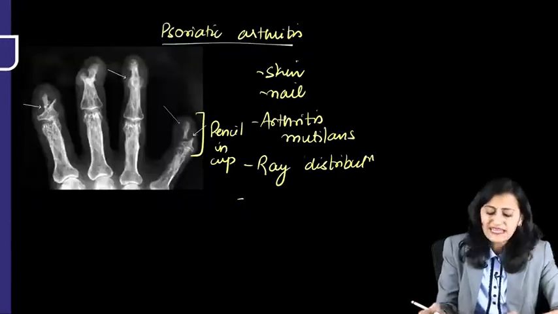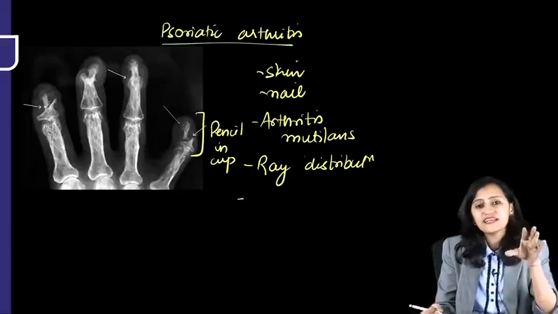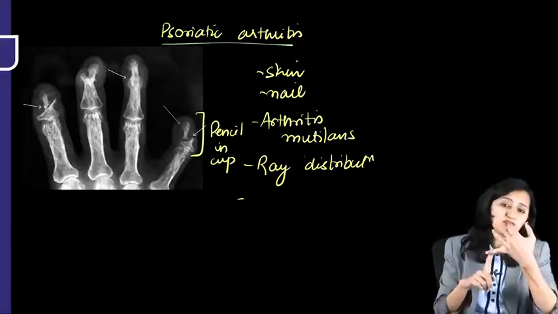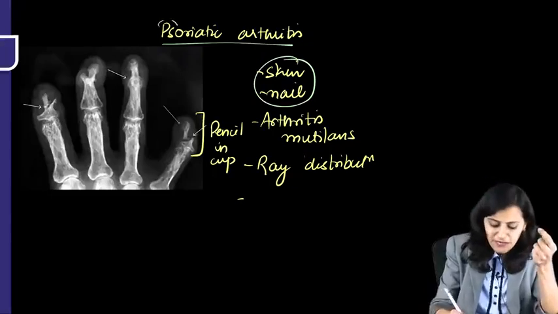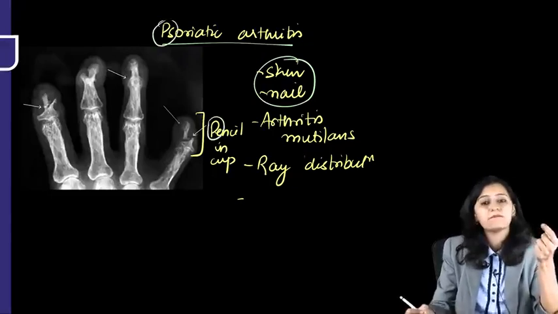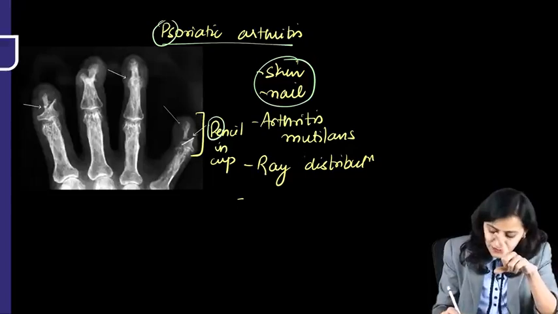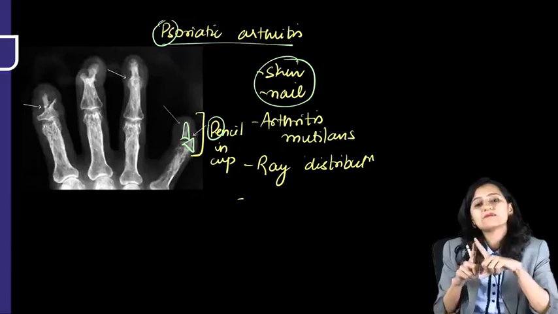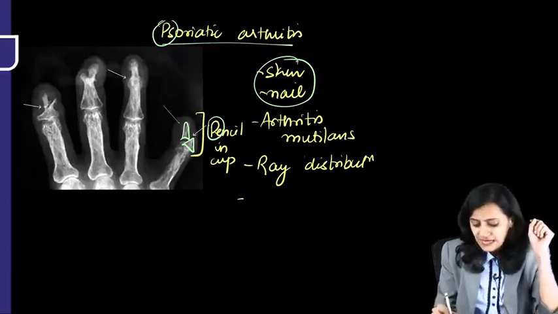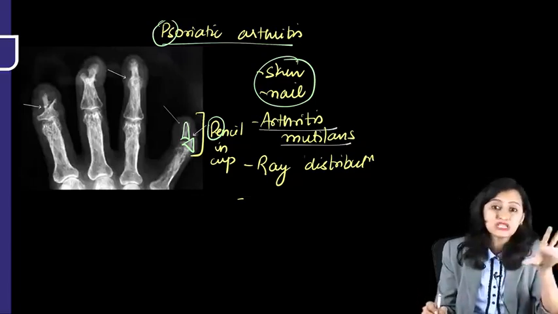Now going to psoriatic arthritis. In psoriatic arthritis, psoriasis involves the skin also and the nail also, so those changes will also be present. And remember, P for P, it has the penicillin cup appearance. Penicillin cup is this pointed appearance of the phalanx going into the distal phalanx. That is the penicillin cup appearance. The last stage is arthritis mutilans.